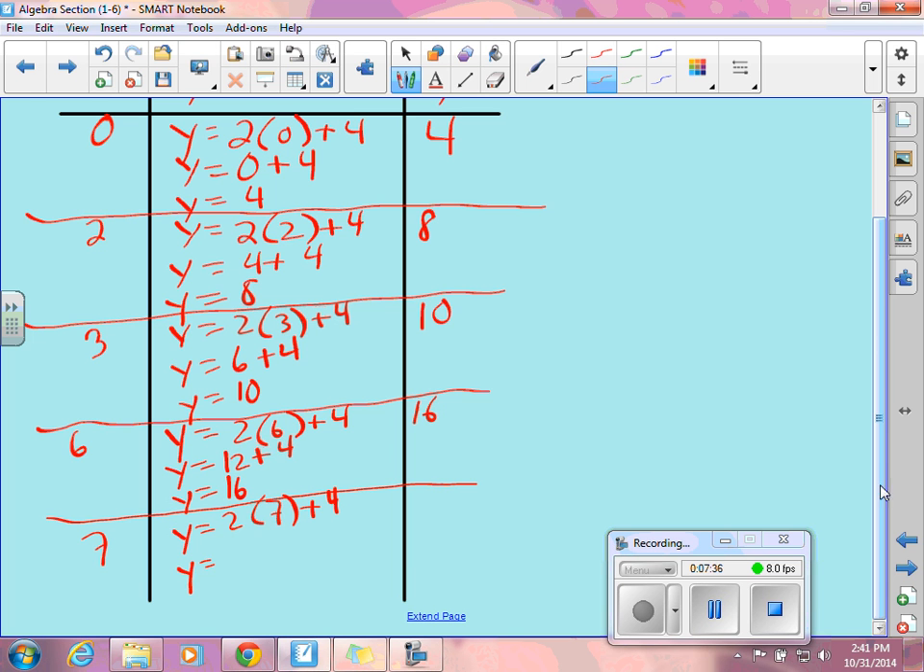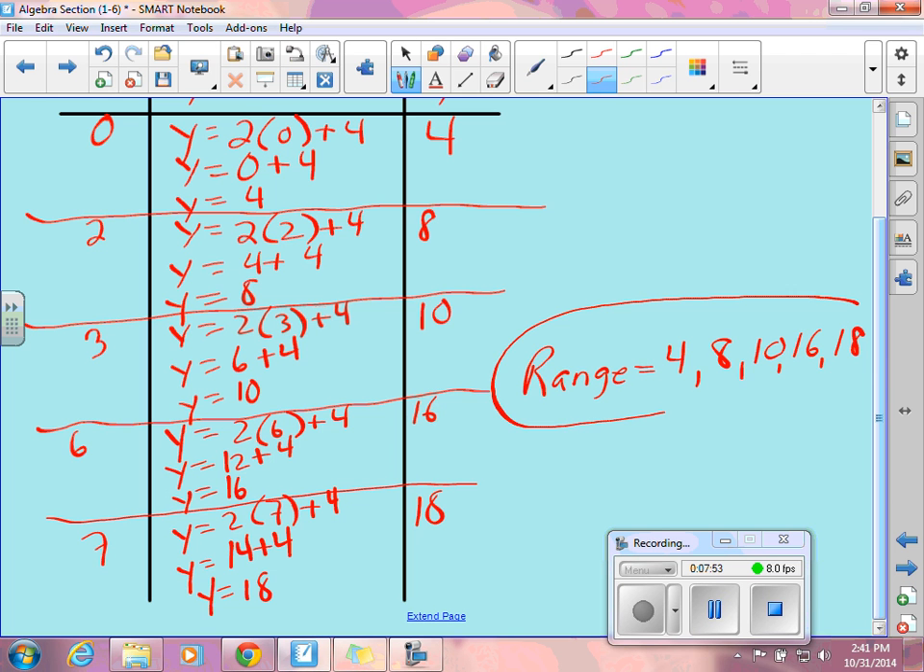So I'm going to go my range equals 4, 8, 10, 16, and 18. And the reason why I'm doing this is I'm modeling. This is how I would like you to do your assignment. All right. So when you come to a problem like this in your homework, make sure that you do it this way. All right. Let's go on.